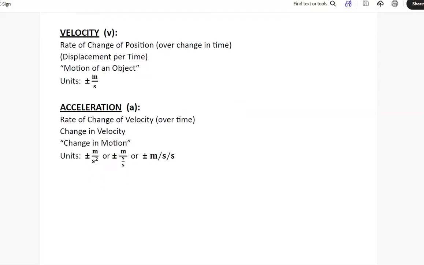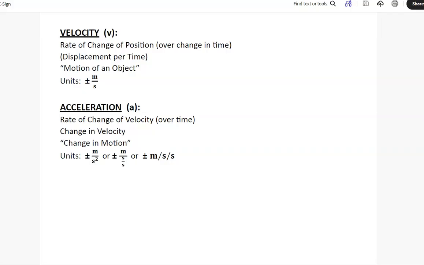So to remind ourselves, velocity, which we abbreviate with a lowercase v, is the rate of change of position over the change in time. In other words, it's the change in position divided by the change in time. Change in position is also known as displacement, so it's the displacement over time. Velocity really tells you what the motion of the object is. It tells you which direction it is going and the speed at that direction.